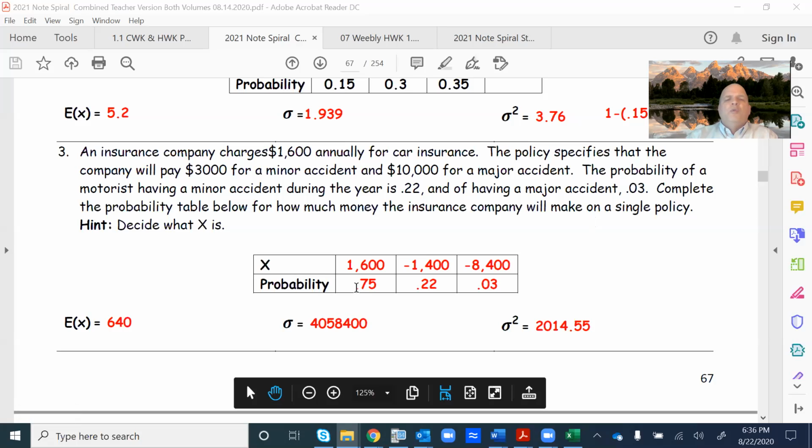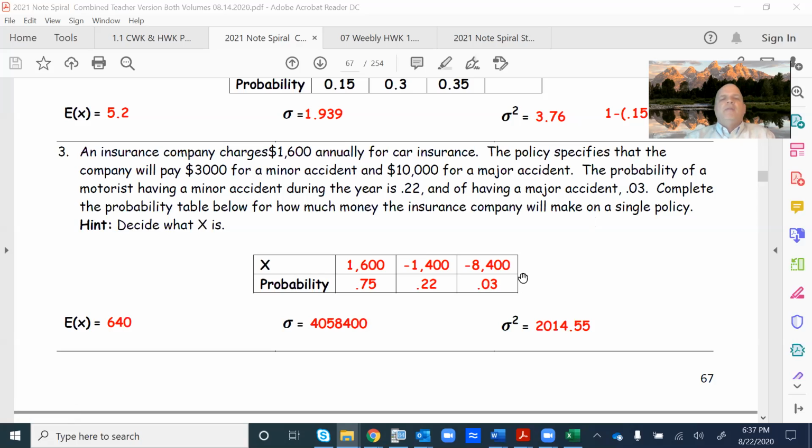All of these sum to one whole. All right, so we have a valid probability distribution because everything sums to one whole, and it lies within the interval 0 to 1 inclusive. Complete the probability table below for how much money the insurance company will make on a single policy. Well, wait a second. Some policies, they make money. Some policies, they lose money. So they're not asking you what they make on a single policy. On average, what do they make for every policy they sell?